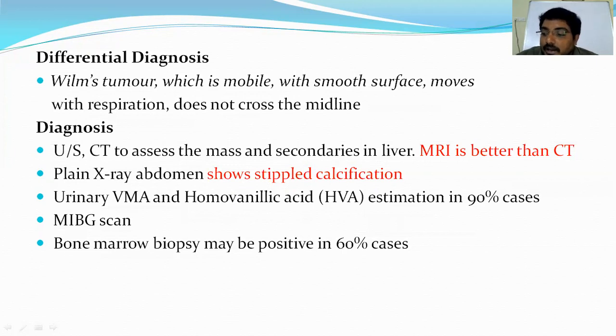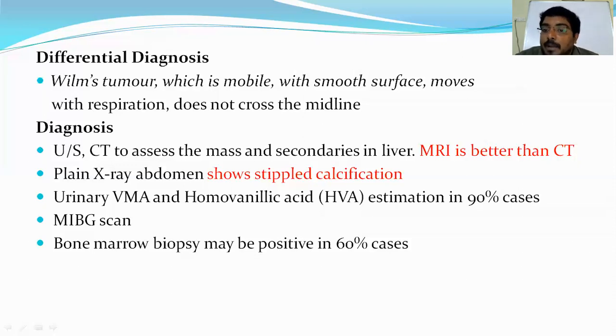And what are the diagnostic investigations? Ultrasound abdomen, CT abdomen for the mass and secondaries in the liver. With ultrasound we learn the tumor size, where it is situated, its nodularity and extension. With CT abdomen we know about any secondaries in the liver, any extension, and whether lymph nodes are enlarged or not.